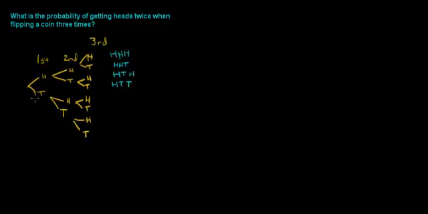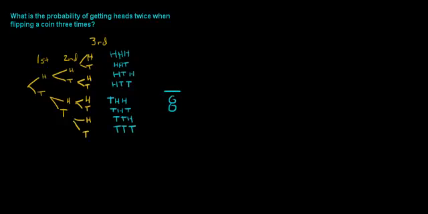And now we want to go over to the tails side for the first outcome. So we have tails, heads, heads. Tails, heads, tails. Tails, tails, heads. And tails, tails, tails. So altogether we have 8 possible outcomes. 4 here, 4 there. So we have a total of 8 possible outcomes.